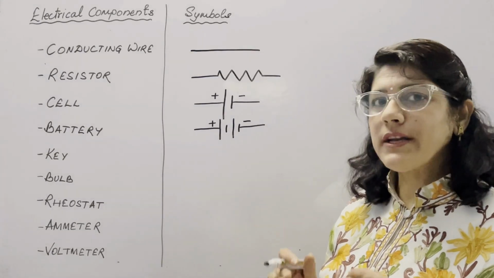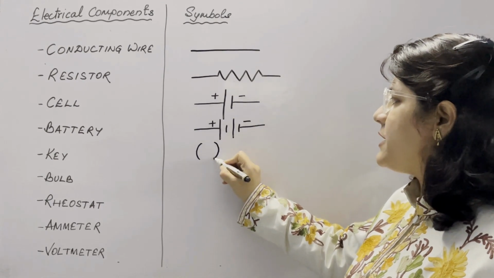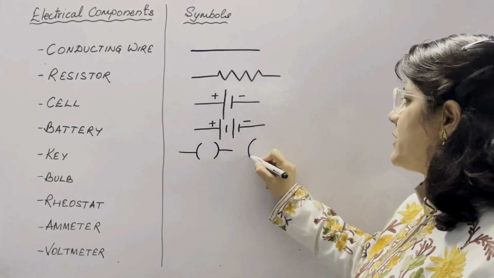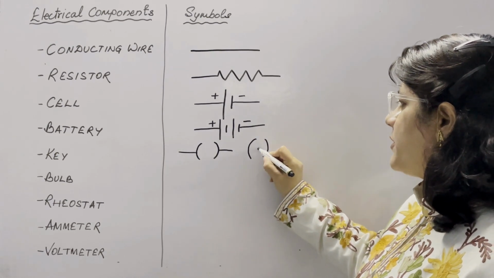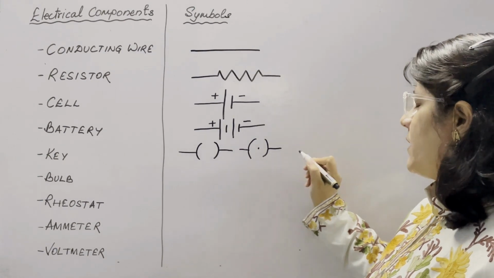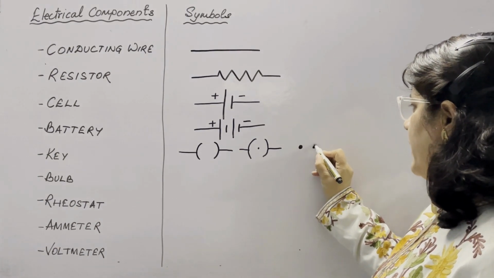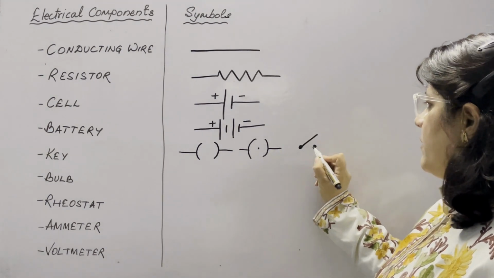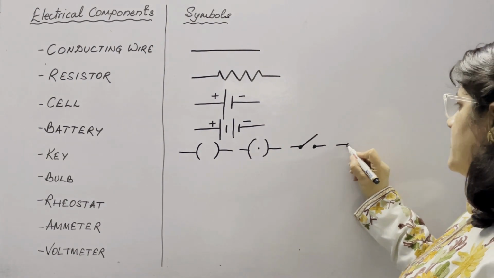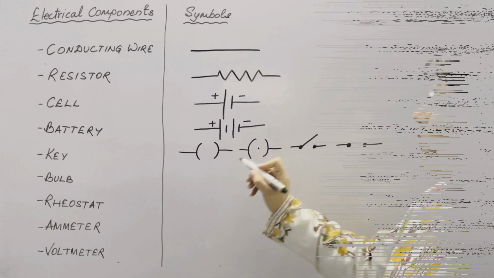A plug key or a single key is like a switch. When it is open, it means no current is flowing. Its symbol is like this. When current is flowing or the circuit is closed, we make a dot in between. It means this key is closed. We can make a switch also like this. If it is open, it should be like this. When it is closed, it is like this.